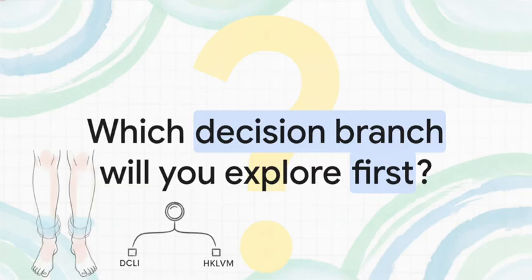So I'll leave you with this thought. The next time a patient walks in with a swollen leg, which branch of your new mental decision tree are you going to explore first, DCLI or HKLVM?